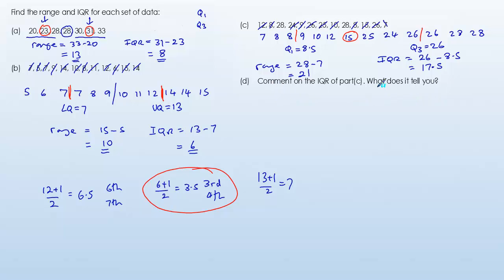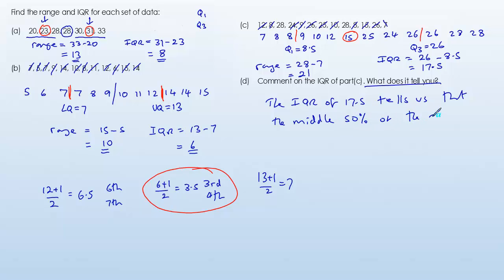So the interquartile range, what does it tell you? So the interquartile range of 17.5 tells us that the middle 50% of the data spans 17.5 units of whatever we're measuring.